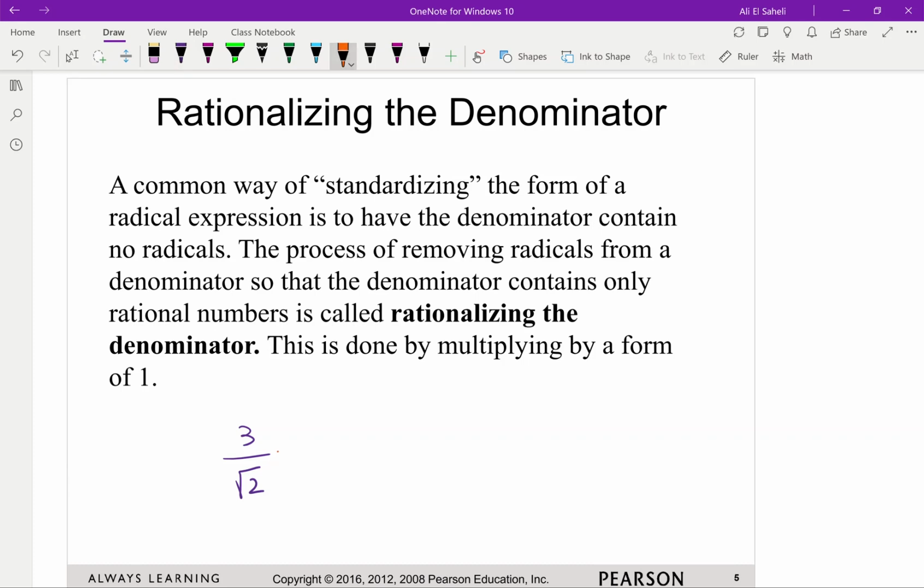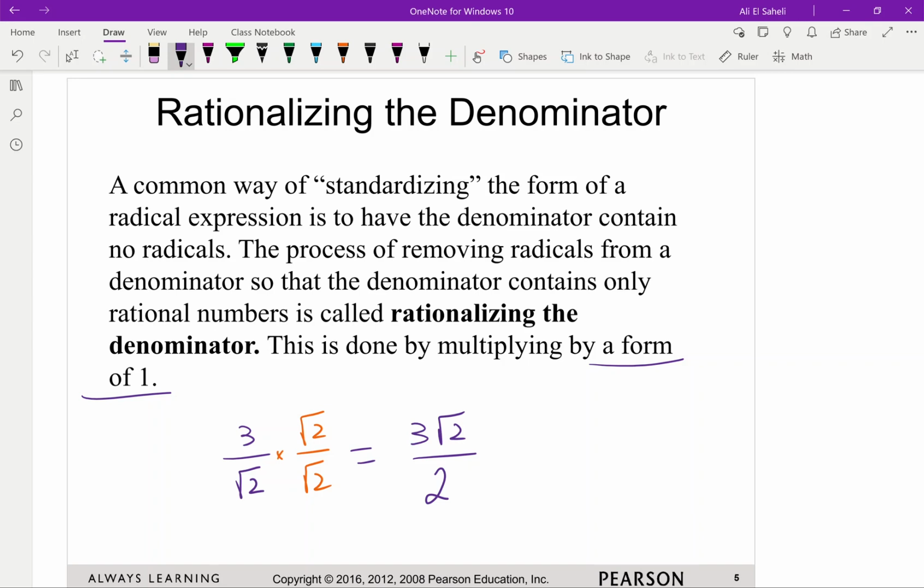remember you cannot change it. So what we do is we multiply by 1. So this is a form of 1, all right? And then we would have 3 radical 2 over radical 2 times radical 2, which is radical 2 squared. So now we have a rational number in the denominator.